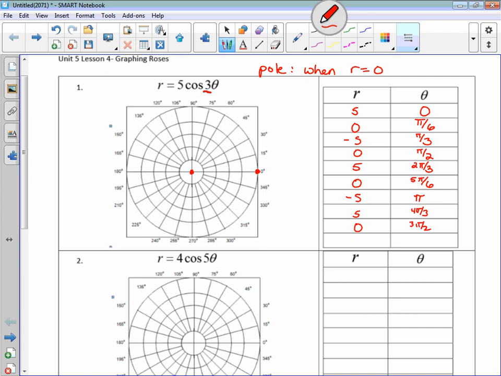Okay, so the next one, -5 and then pi over 3. -5 pi over 3 is down here, right? So let's think about what we've drawn so far. I've drawn that part of a petal and that part of a petal, right?